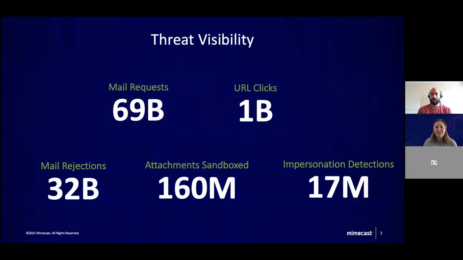So just before we get into that, to set the scene, I wanted to give you an idea of the volumes of data that we handle at Mimecast. So we process emails for almost 40,000 customers all over the globe. So we've got a lot of data, both malicious and non-malicious. These numbers that you can see here are monthly figures. So billions of emails being processed every month, billions of URL clicks that we're analyzing, millions of attachments being sandboxed, and particular types of attacks like impersonation detections are just huge at the moment.